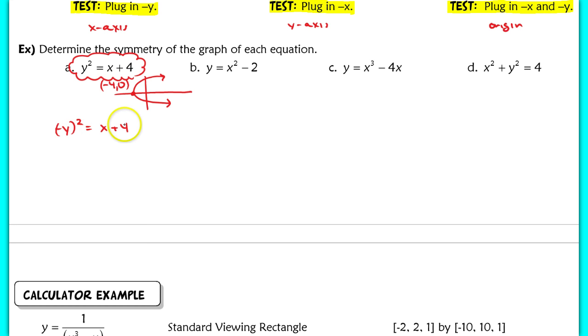If we result in the exact same equation, then that means it is definitely symmetric with respect to that particular axis. So in this case, do you see how we have the exact same equation once we plug in negative y here as the original? That means this is symmetric.